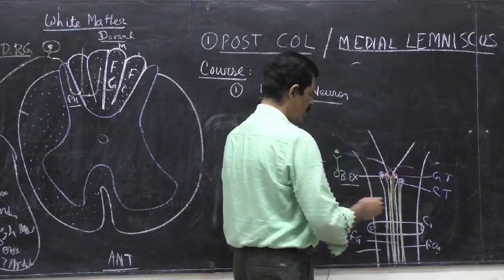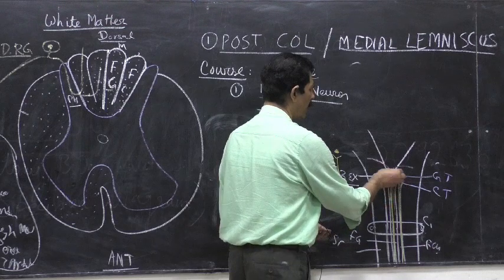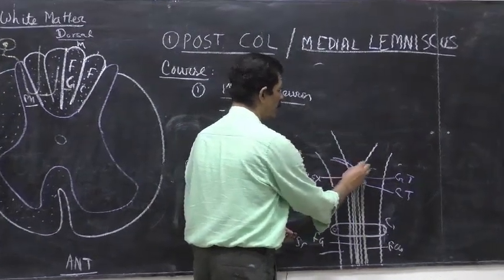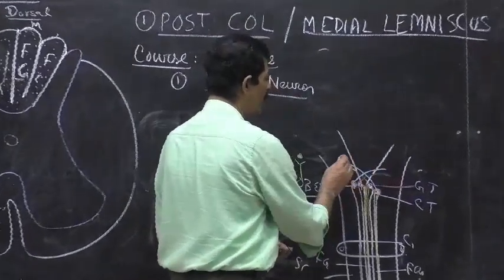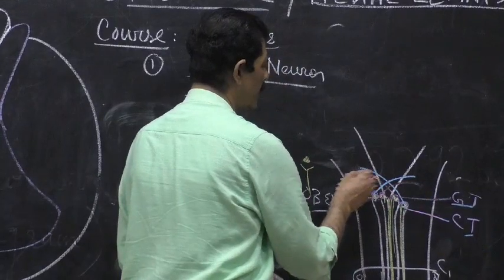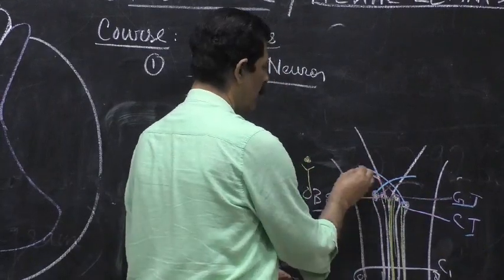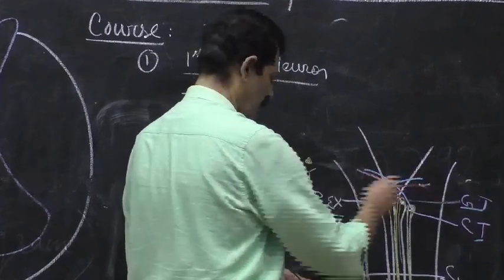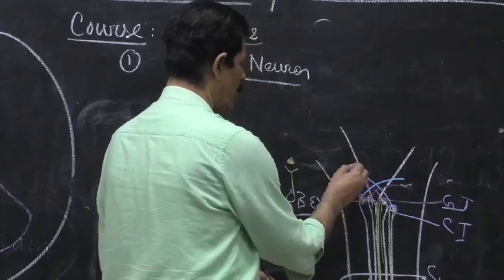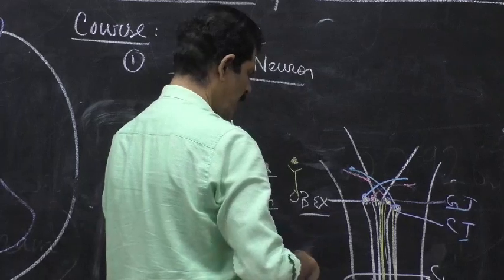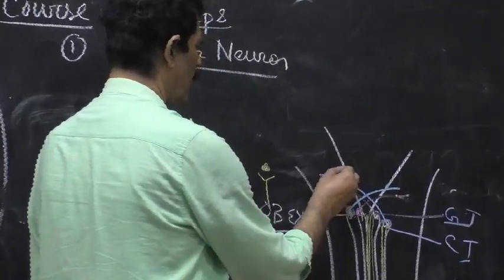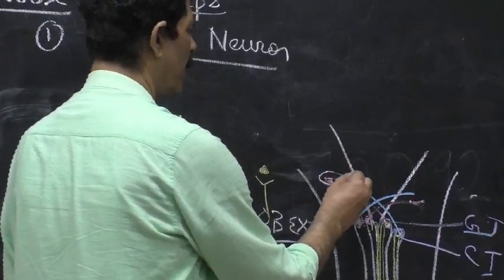And same is the cuneatus fibers. They also cross to the opposite side. So second order neurons arising from gracile tubercle and cuneate tubercle, they cross each other. And now they are present medially and laterally in position. So now they are medial and lateral.